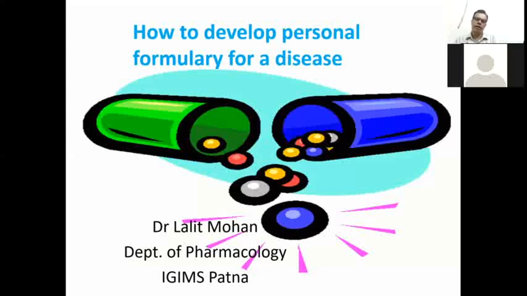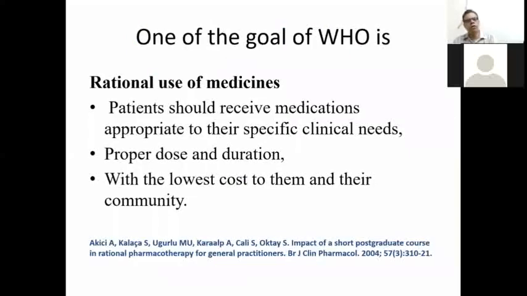So here we can detail how to develop a personal drug, and its description is called a personal formulary for disease. One of the goals of WHO is rational use of medicine. Patients should receive medication appropriate to their specific clinical needs.